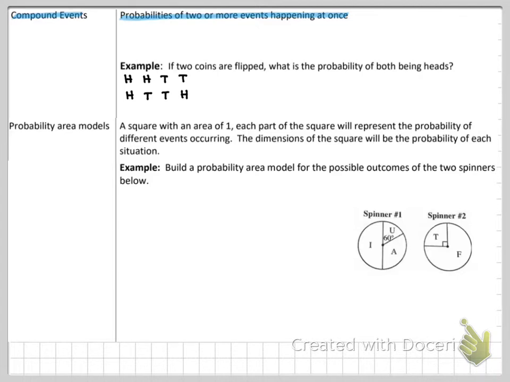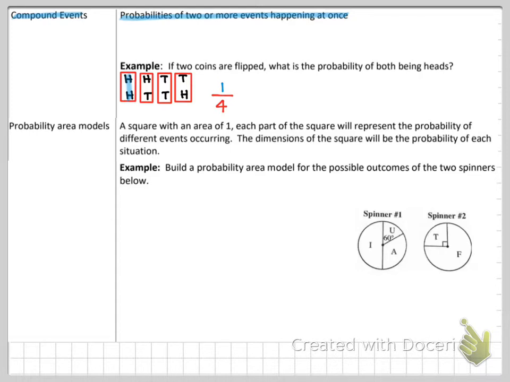Each one of these is one compound event. It looks like I have a total of four things that could happen, so the denominator is going to be 4. Remember that probability is the number of successes over the total number of possibilities, so however many things are in your sample space. We're trying to find the one that is both heads. There's only one of these that is both heads, so the probability is 1/4 or 25%.